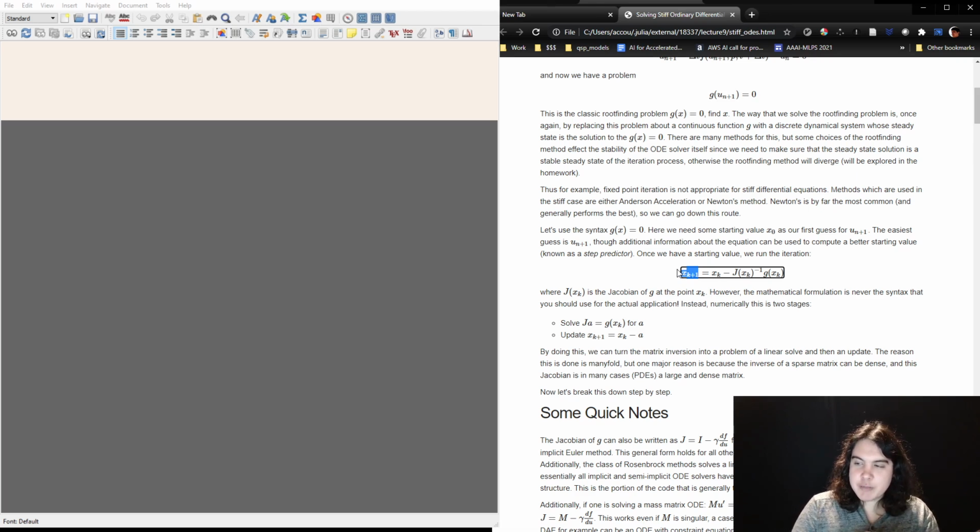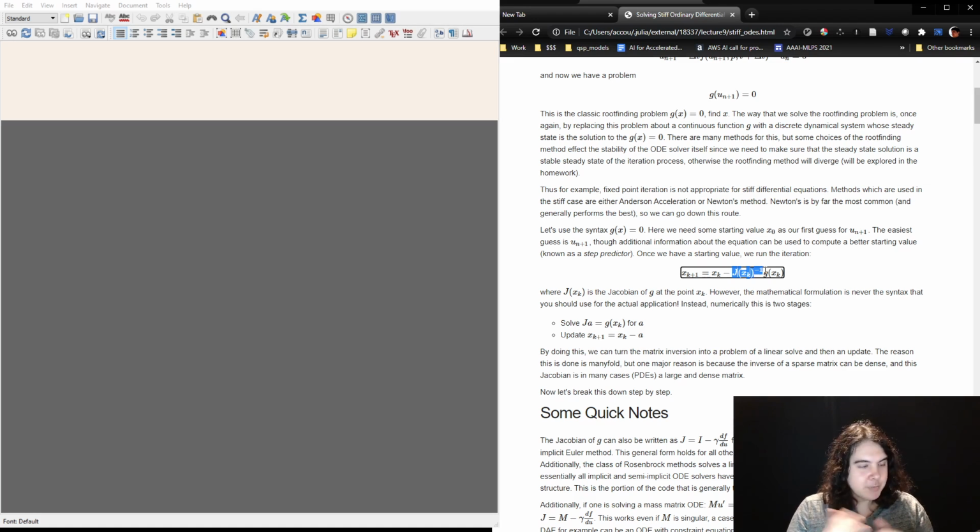The mathematical formulation is not the syntax, though, that you would actually use in an application. In general, you pretty much never want to calculate the inverse of a matrix, even if the Jacobian is sparse. Most of the time, the Jacobian of your differential equation is sparse because you don't have every single term showing up in every other term. There are counterexamples to that. The neural ODE is a major counterexample. But you never want to invert a matrix, because even if that matrix is sparse, its inverse is still likely to be dense.